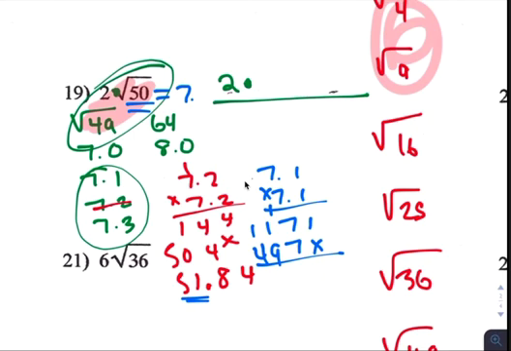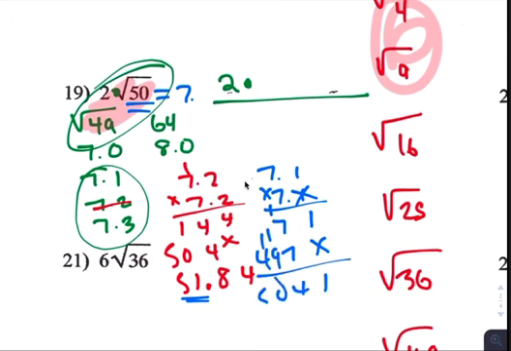7.1. Let's do this again. Make sure it's 1, that's 7. 7 and 49. 50.41. So it's obviously close to 7.1. Okay, multiply them together. You get 14.2.